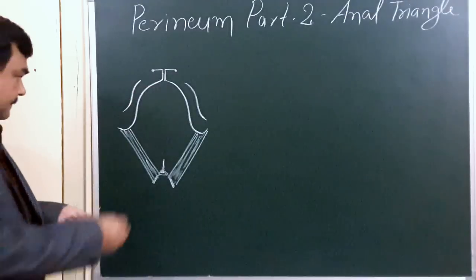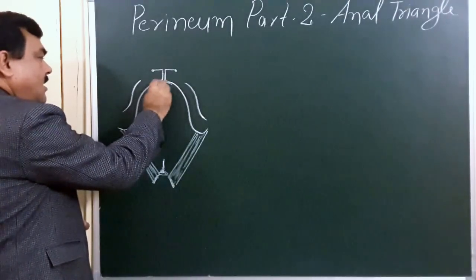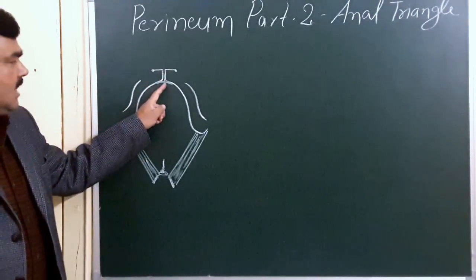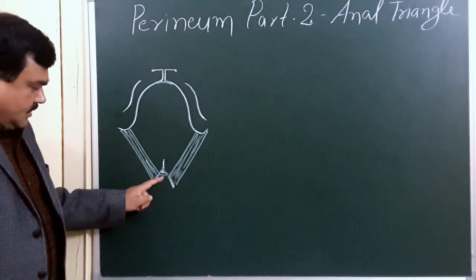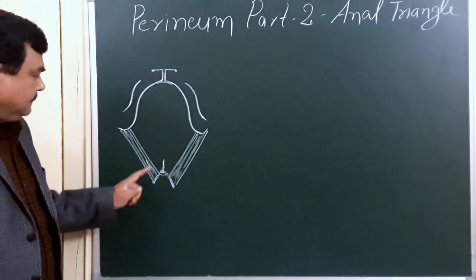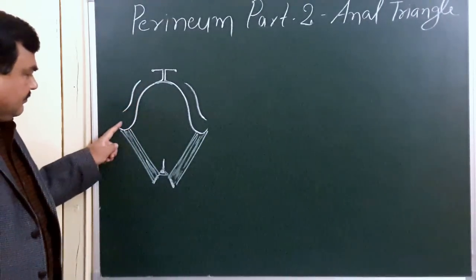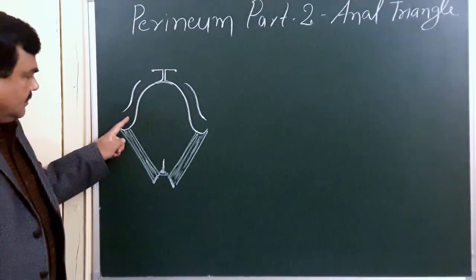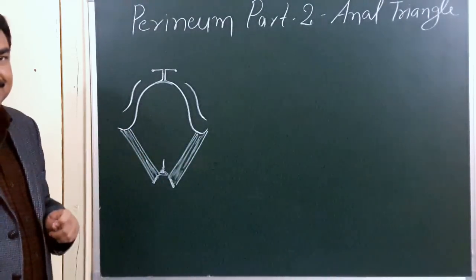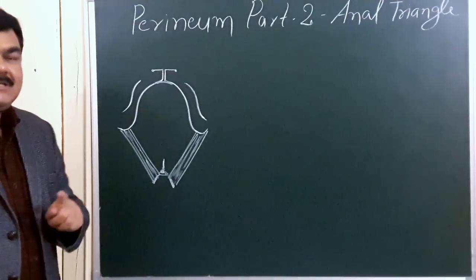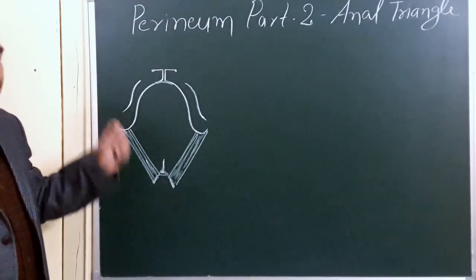Anteriorly, it is bounded by the pubic arch, the upper part of the pubic arch. Here is the arcuate pubic ligament. Posteriorly, the sacrum, coccyx, and on each side, the ischiopubic ramus, ischial tuberosity, sacrotuberous ligament. So these structures form the deep boundary of the perineum.